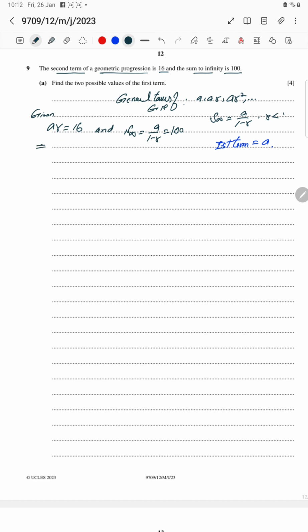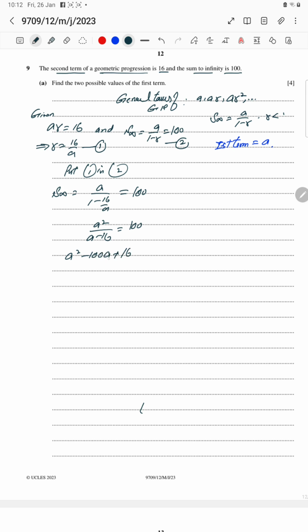So from here we can write R is equal to 16 by A. I will put 1 in 2. I get S infinity, that is A over 1 minus 16 by A equal to 100. So it becomes A square over A minus 16 is equal to 100. I will simplify it: A square minus 100 A plus 1600 equal to 0.